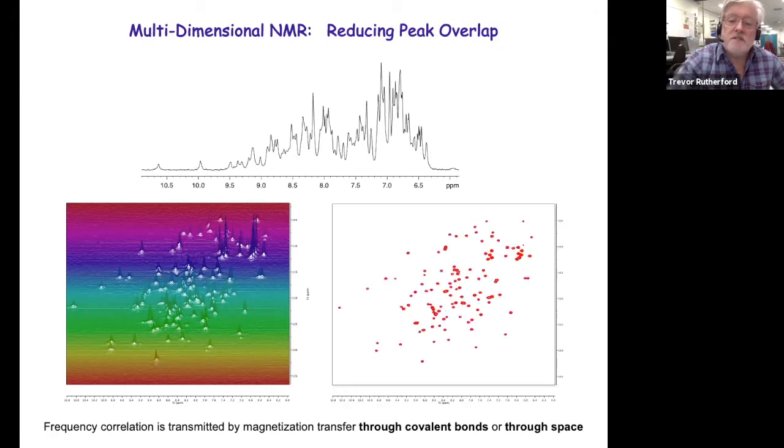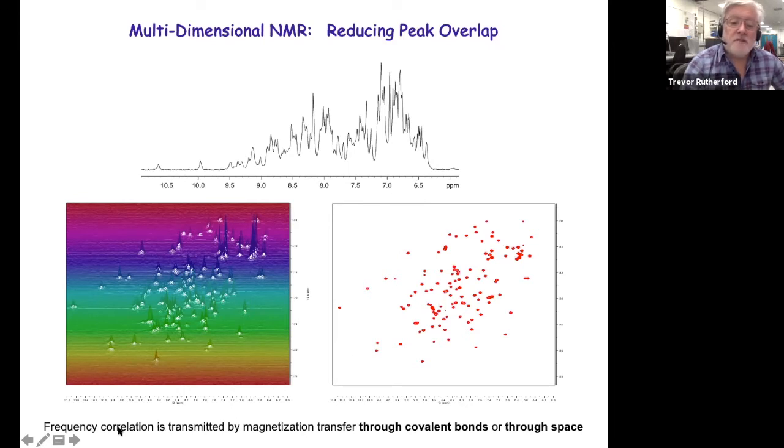So almost always that is presented as a contour map where we look directly down. Again, this is the same data set, we're just looking at different representations of it. And we're looking directly down on top of it at the individual peaks. And you can see we can spread the peaks out into 2 dimensions very successfully.